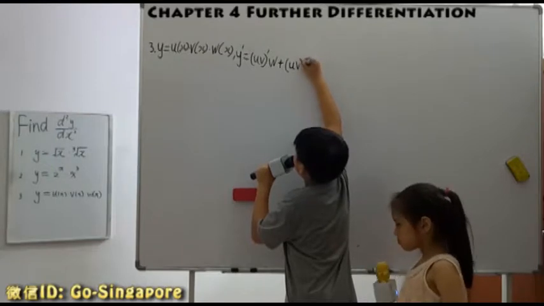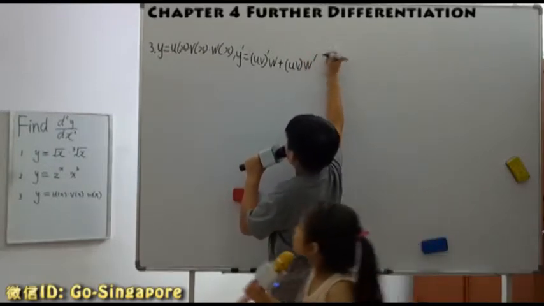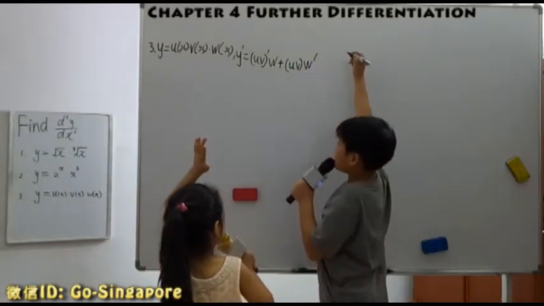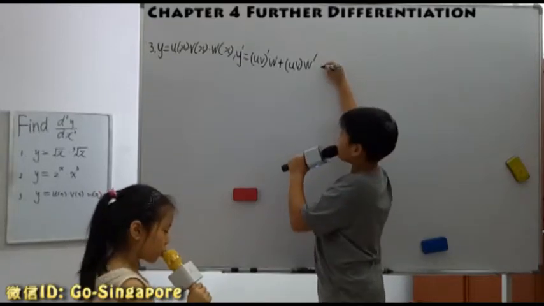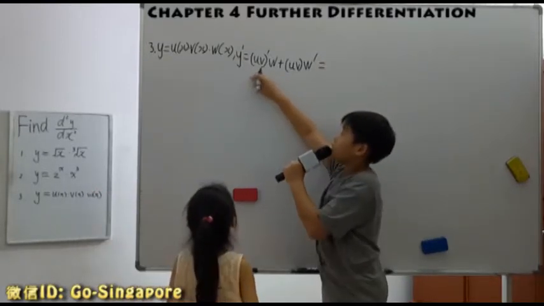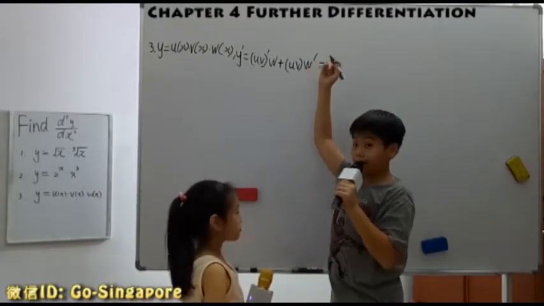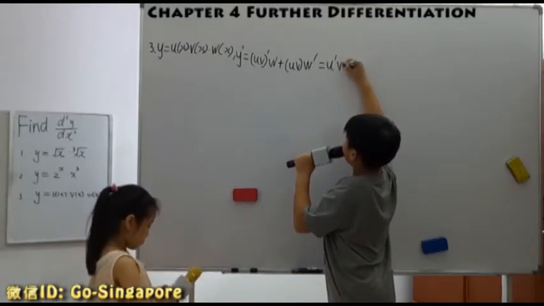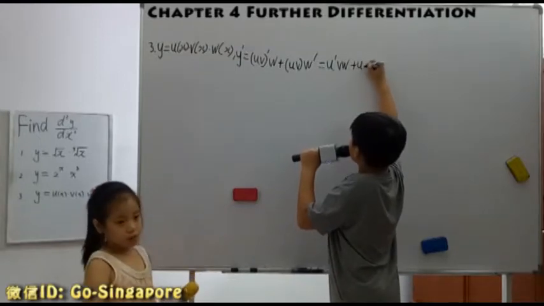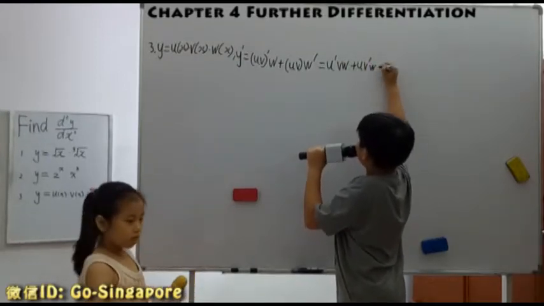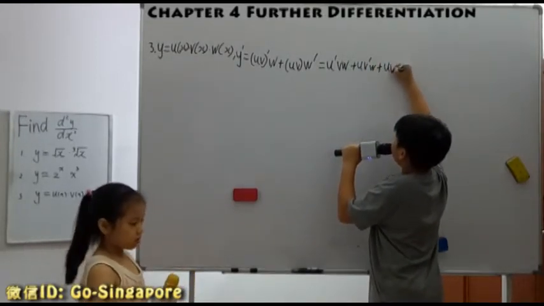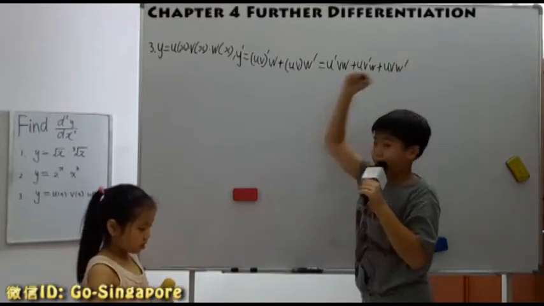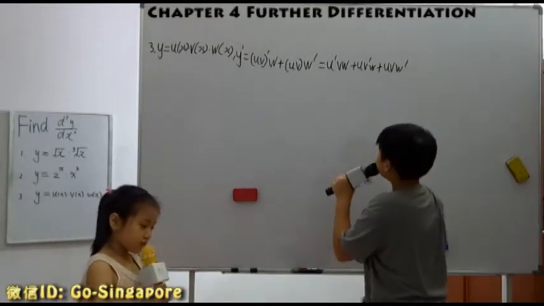Correct. And so let's expand this. There's the U prime, W, plus U V W prime. Next we will find the second derivative.